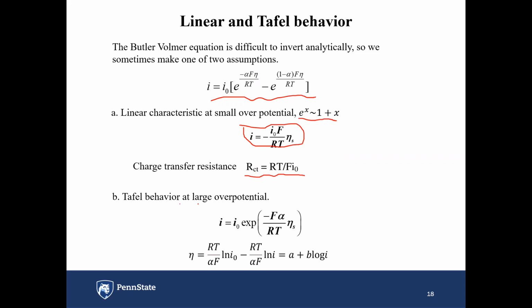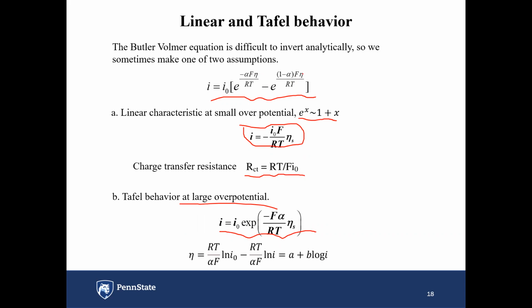And the Tafel slope typically applies at a large overpotential, right? And when we have a large overpotential, we can do the approximation to this format: I is equal to I0 exponential of minus alpha F eta over RT. Why is this side gone? Why is this side gone, if we have really large overpotential?